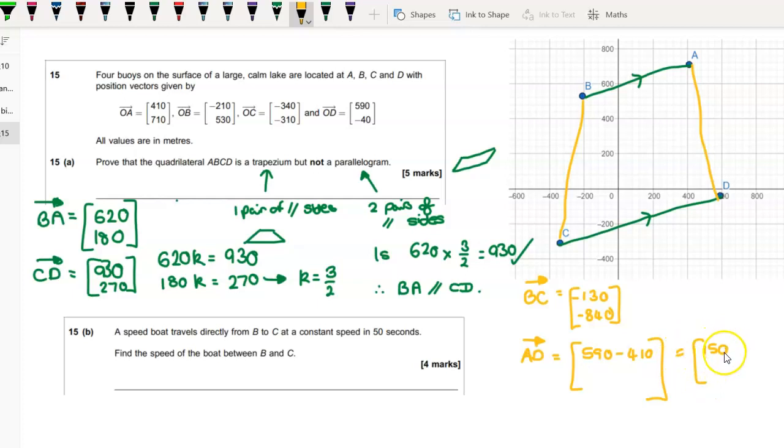150. What's wrong with me today? I can't do any sort of sums at all. It's because I've been weeding. Right, 180. Talking rubbish there.